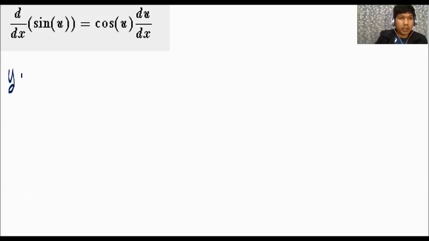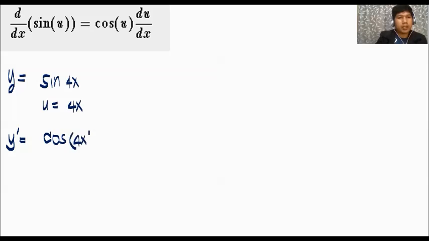For example, we have y is equal to sine of 4x. So our u here is equal to 4x. If we get the derivative, which is y prime, then it is equal to cosine of 4x, then the derivative of 4x, which is just 4. Then the final derivative, we just rewrite this one. So 4 cosine of 4x.